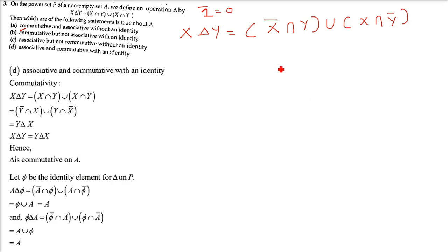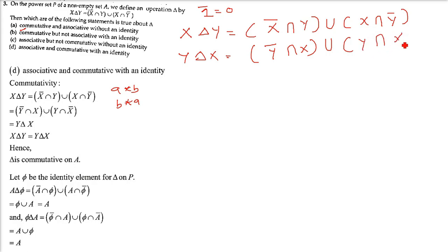Okay. So we have to write X triangle Y, and if it is equal to Y triangle X, that is, if X and Y operated and Y and X operated are similar, then we can say that it is commutative. That is, A star B, if it is equal to B star A, then it is commutative. So what is Y triangle X? Just replace X by Y. So Y bar intersection X union. Now just put X as Y and Y as X. So Y intersection X bar.